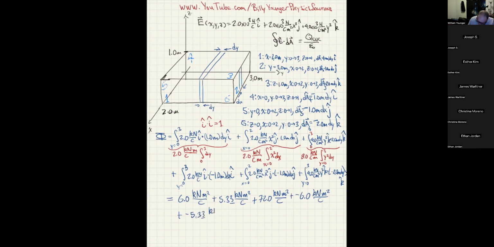Again, that's kilonewton meters squared per coulomb. And I know, guys, this ain't any more exciting for you than it is for me. But I'm just showing you once and for all, and you'll see all these different details that go into this when you go to do a problem.